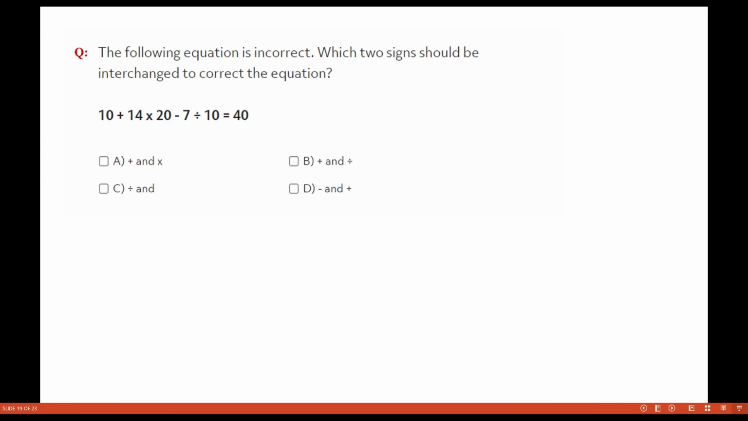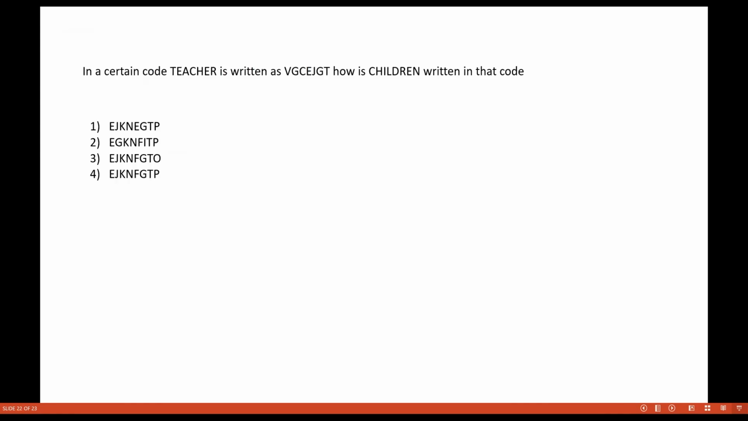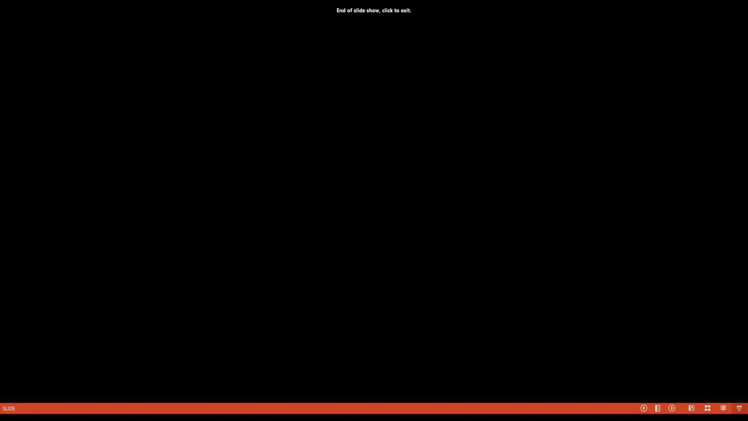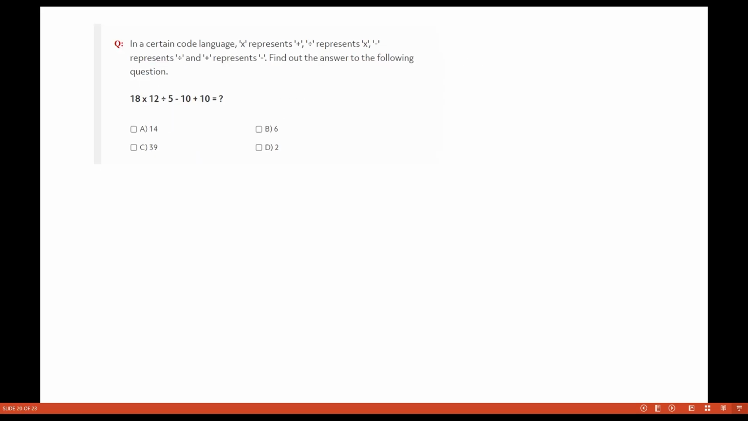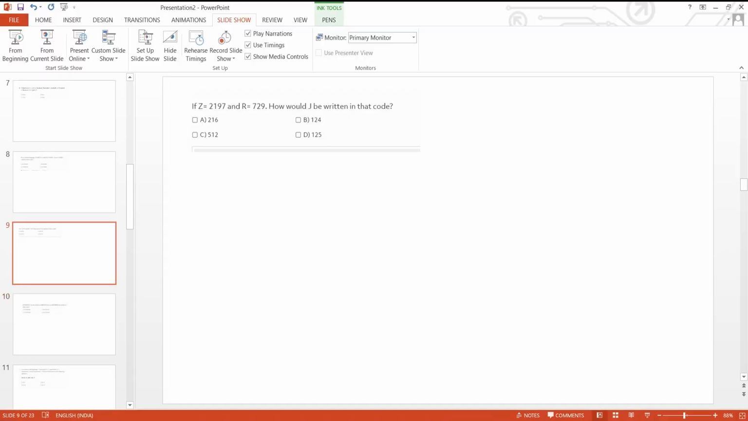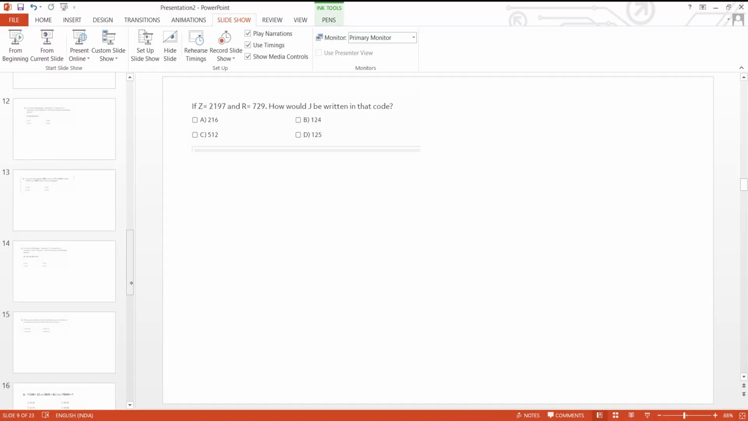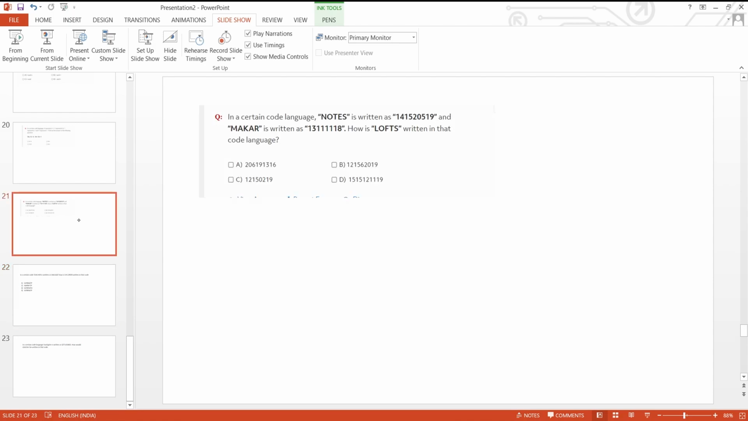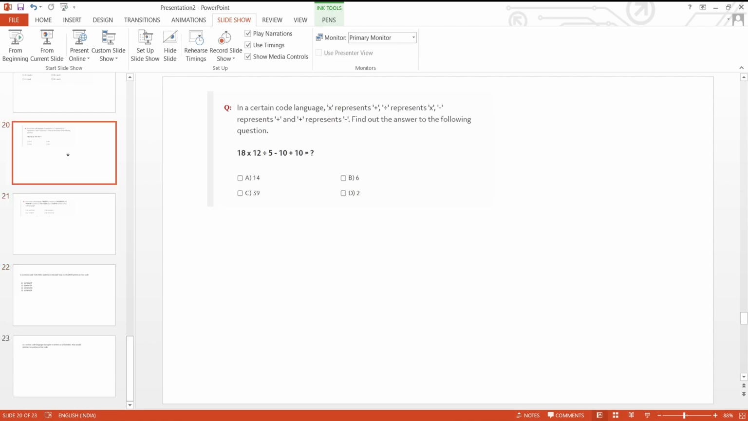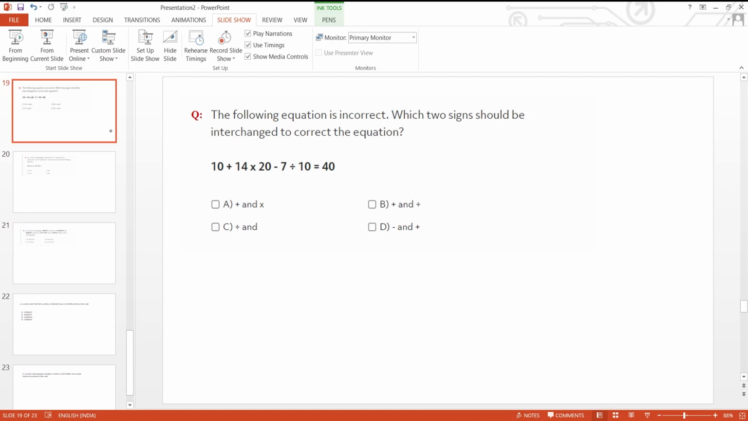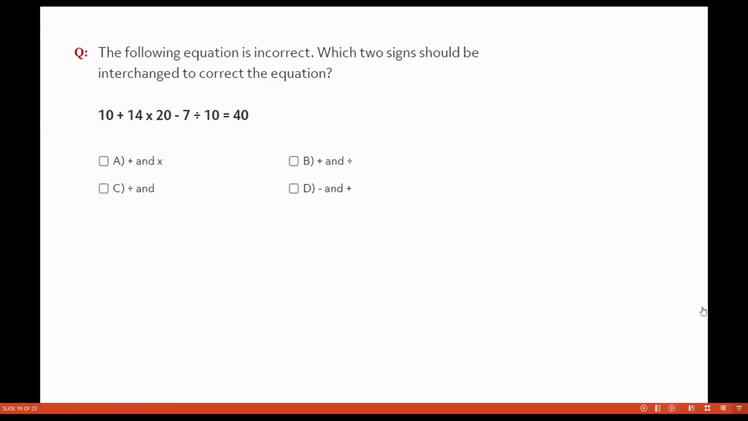Okay, guys, look at this question. The question is saying the following equation is incorrect, and which of these needs to be interchanged? Okay, so let us do this question. Okay, this is the question. So it is saying that the following equation is incorrect. So let us try to interchange it. Okay. So the option is missing here.